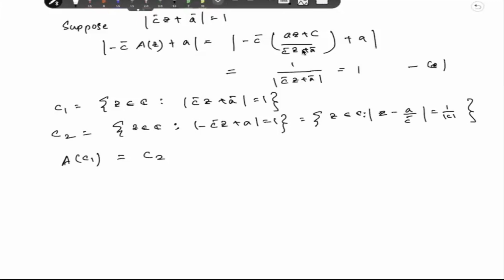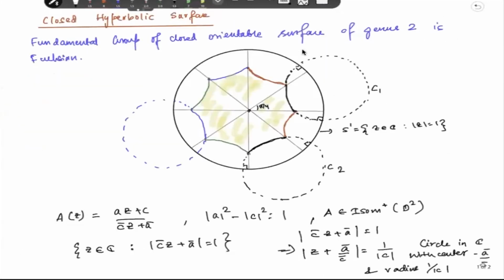So what we have shown is that A of C1 is a subset of C2, and A is a Mobius transformation. So in fact, it will take A of C1 to C2. What we have assumed is that this circle is C1 and this circle is C2. So we need to find an isometry which takes C1 to C2. So there exists some obvious transformation which takes C1 to C2. And now we are going to find these coefficients A and C.